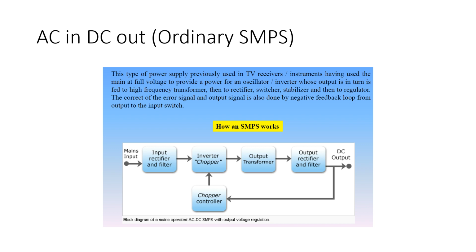In this, a chopper controller has been used. It is used in TV receivers and instruments, using the mains at full voltage to provide power for an oscillator or inverter, whose output is in turn fed to a high frequency transformer, then to rectifier, switcher, stabilizer, and then to regulator. The correction of the error signal and output signal is also done by a negative feedback loop from output to the input switch.